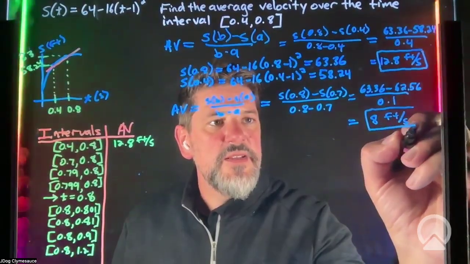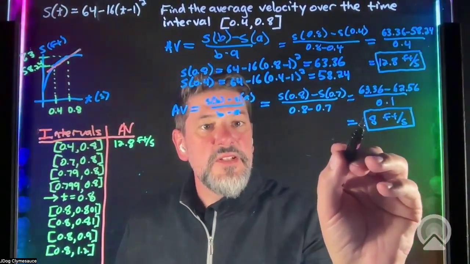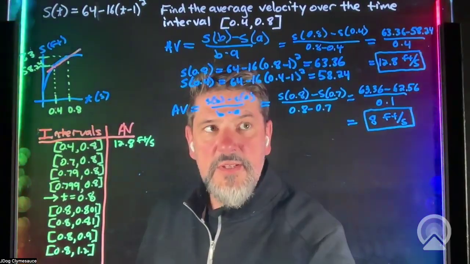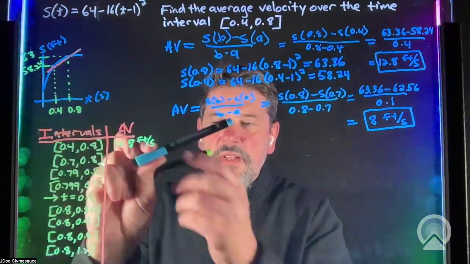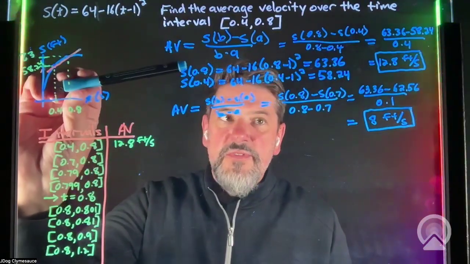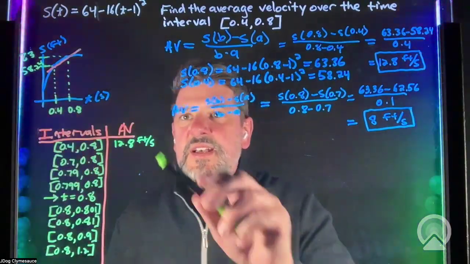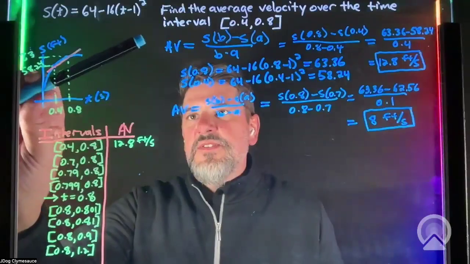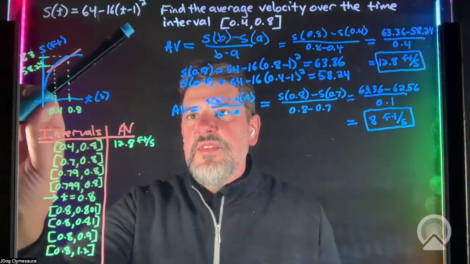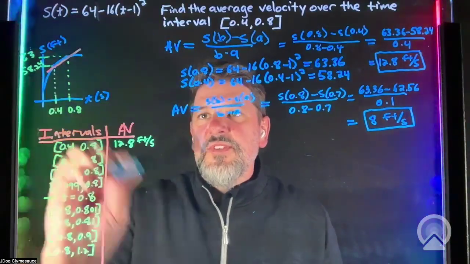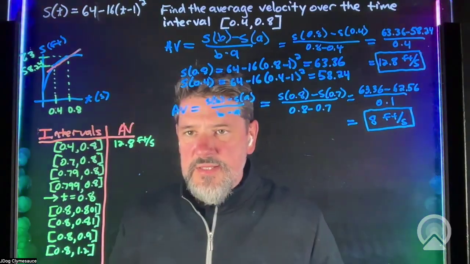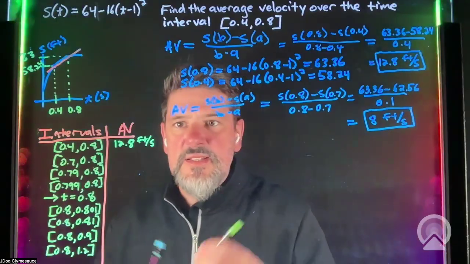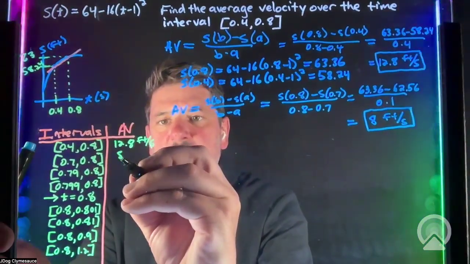So as we expected, that number is closer to 0. The line is going to be more flat because as we get closer to 0.8, these lines are going to get more and more flat as the interval is getting closer to 0.8. So let's write that in. That's 8 feet per second.